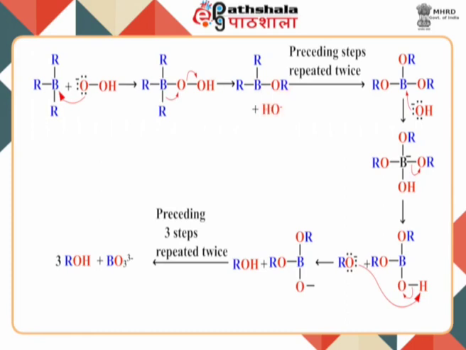These two steps are repeated 2 or more times to generate finally a trialkyl borate, that is B(OR)3. The nucleophilic hydroxide anion then attacks the boron atom and an alkoxide ion is eliminated. Protonation of the alkoxide ion then subsequently forms the alcohol.